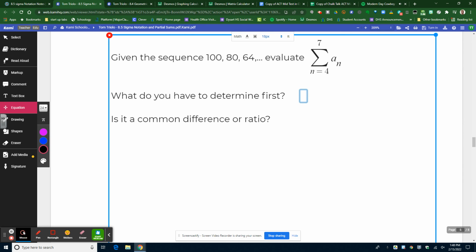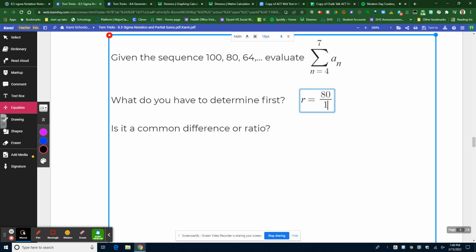Okay, so R equals 80 divided by 100, which should equal 64 divided by 80, which equals what when you simplify? A smaller fraction. Let's take a fraction this time. 80 over 100 is 8 over 10, which is 4 over 5. Okay, so that's my common ratio. So we're looking at a geometric series. I'm only starting with my 4th term.